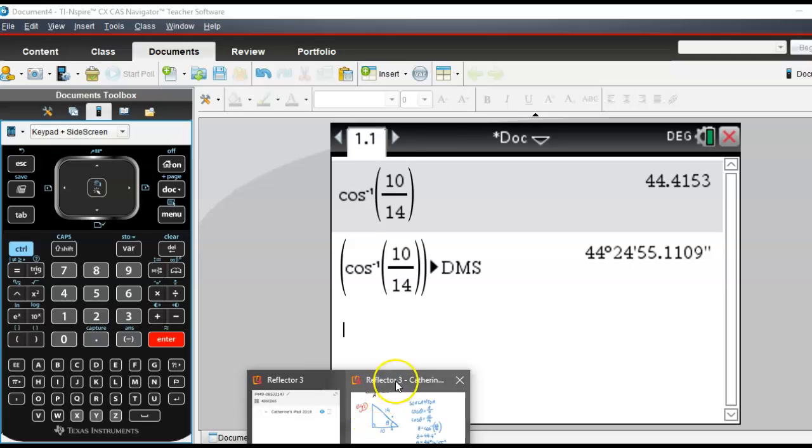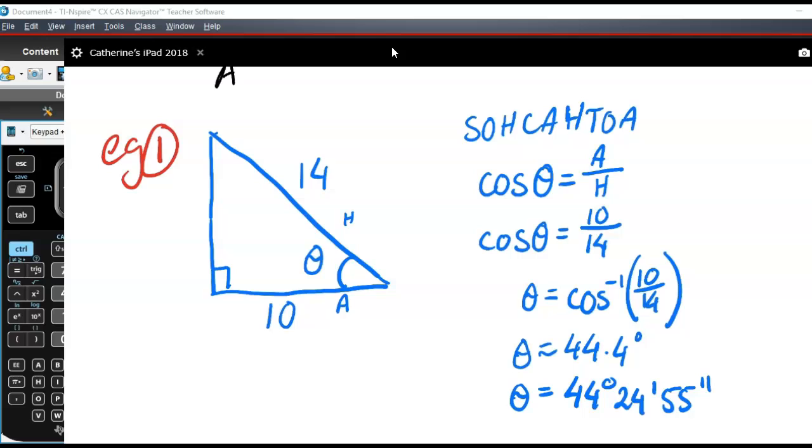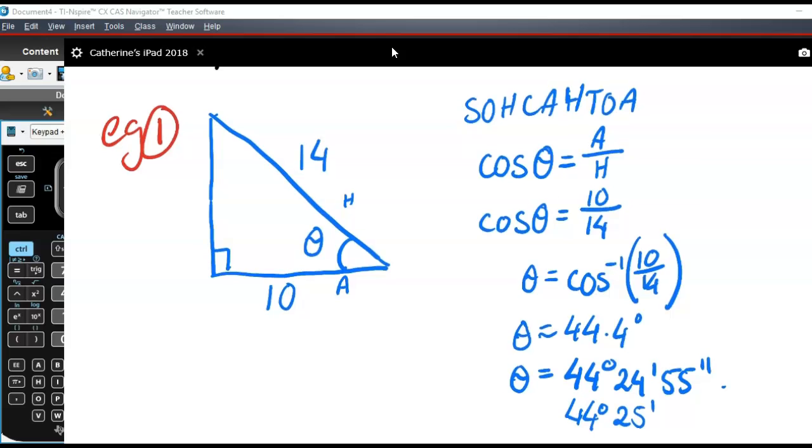So if we were writing this to the nearest second, it would be to 55 seconds. Now if we're wanting to write this to the nearest minute, I would write that as 44 degrees 25 minutes. Okay, so you probably want to maybe look up a little bit on degrees, minutes, seconds if you're unsure about that. But let's look at the process that I used here.